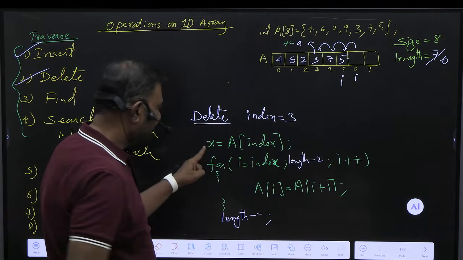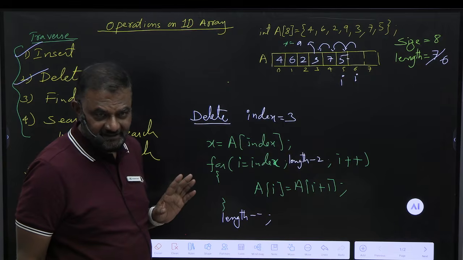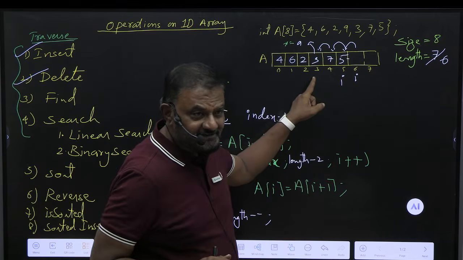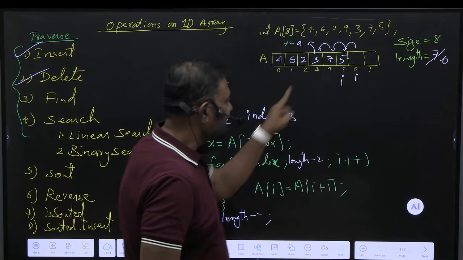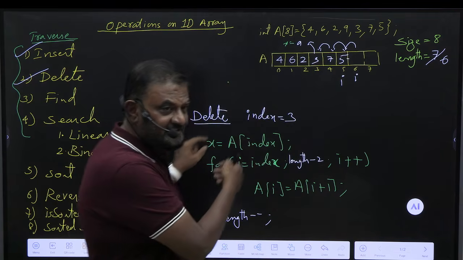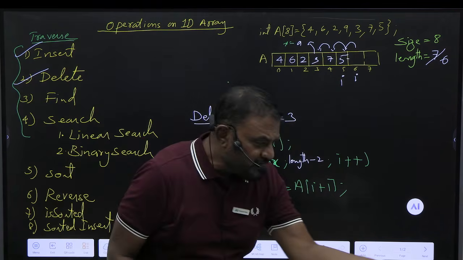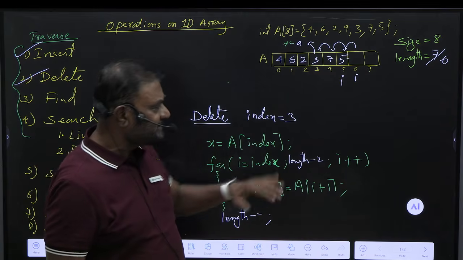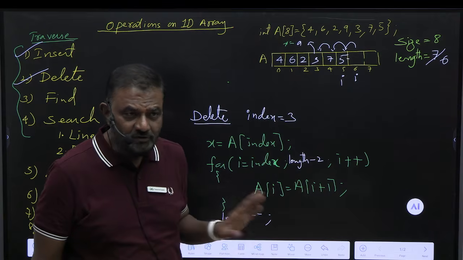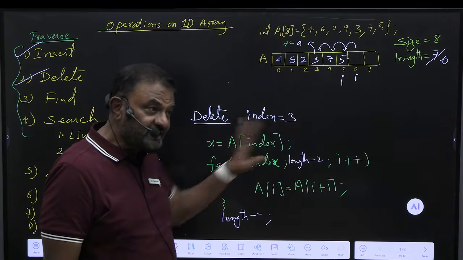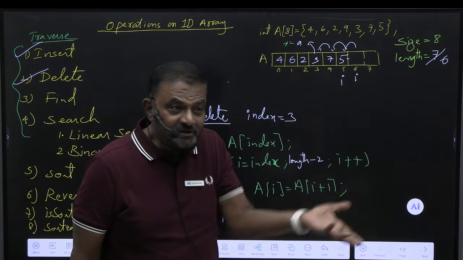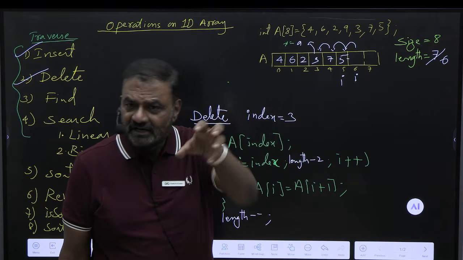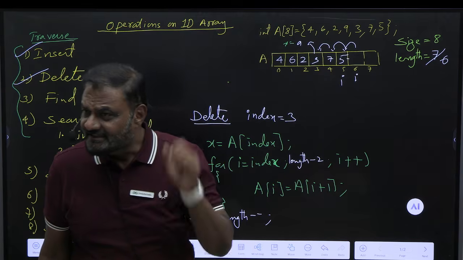What did I write? X assign A of index. Right now I want to delete from index 3, so who is there? 3. If I say X assign A of index, what will I get? 3 in this variable X. So I got a copy of that value in X. So am I clearing that 3 anywhere in the code? No. When I started shifting, that is removed. If I don't shift, the value remains the same. Just you have taken a copy. It doesn't mean it is deleted.